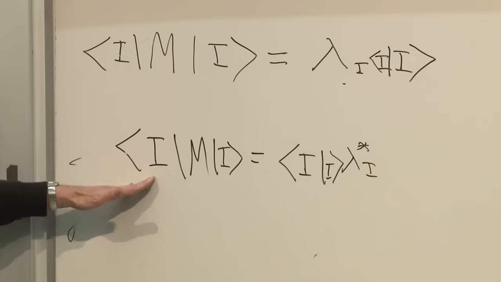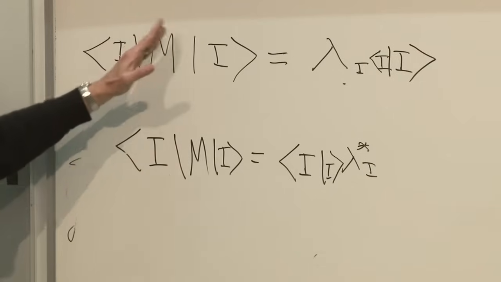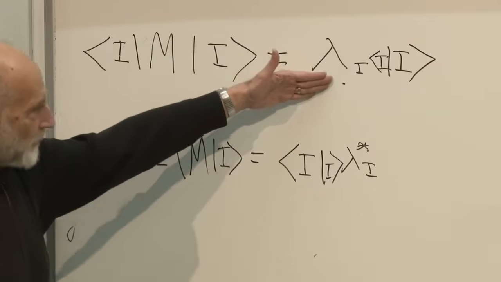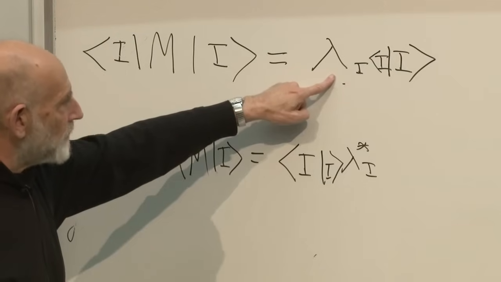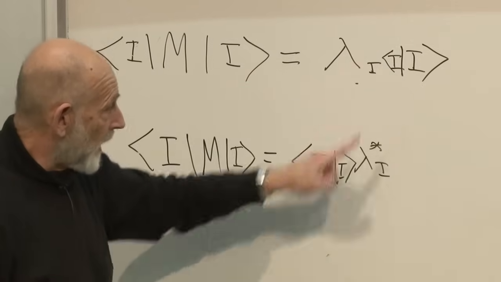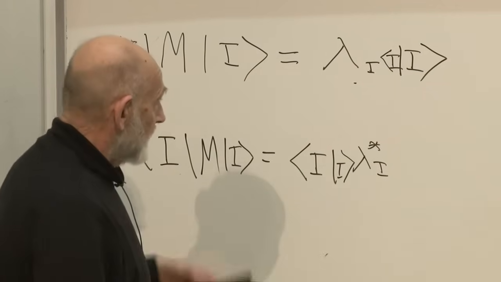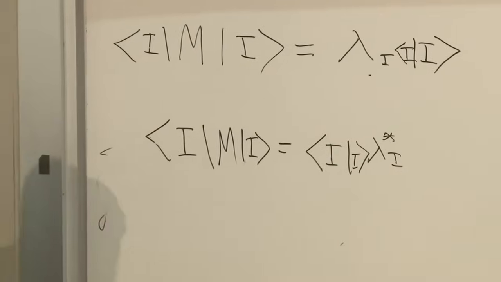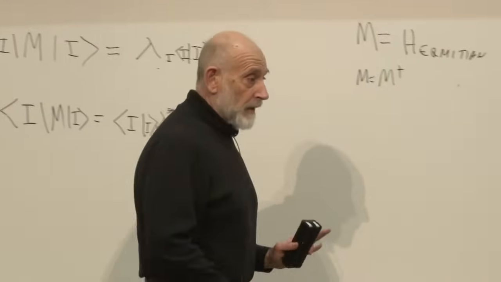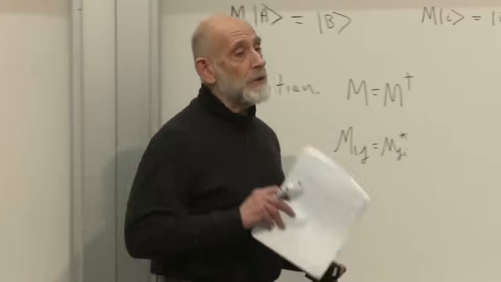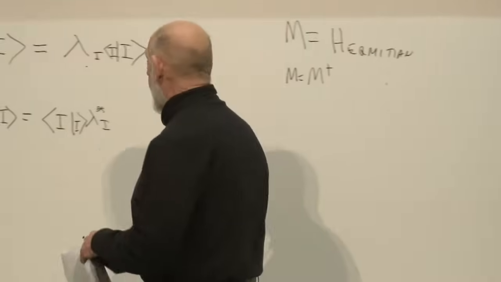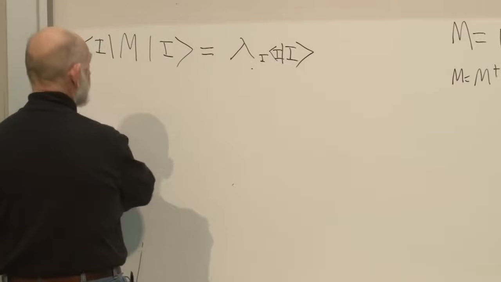This and this are obviously the same. M with I on the left and I on the right is the same as this. But this is not obviously the same, not unless lambda is equal to lambda star. II here is the same as II here. That cancels out. And therefore, we come to the conclusion that if a matrix is Hermitian, if it's equal to its own Hermitian conjugate, then its eigenvalues are equal to their own complex conjugates, and they are real. Eigenvalues of Hermitian matrices are real. That's the first step.